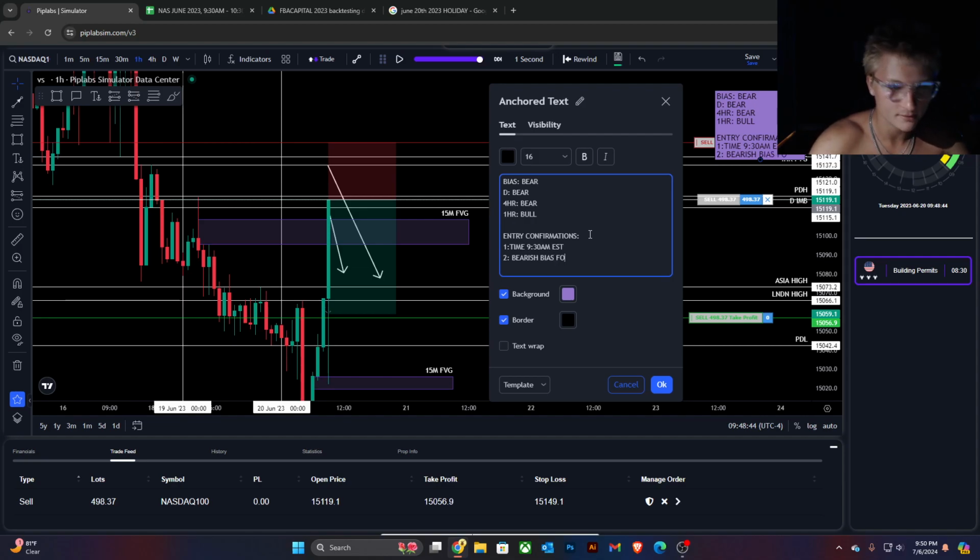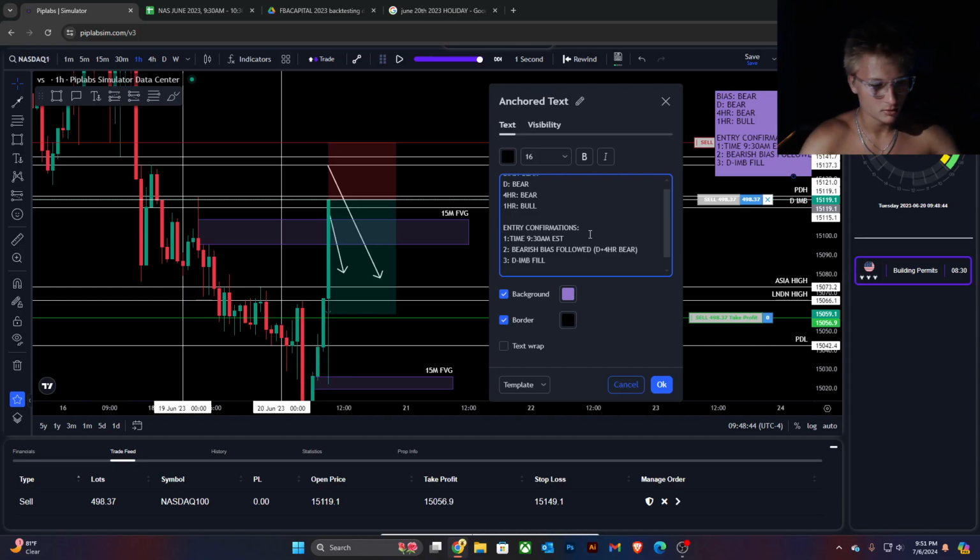bearish bias followed. Daily and 4-hour bearish. Number 3, we have daily imbalance. Can't even speak right now. Daily imbalance fill.